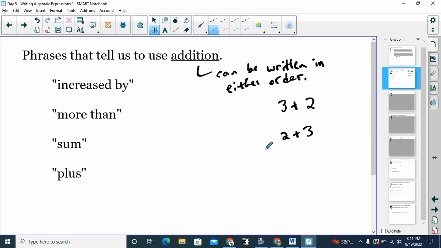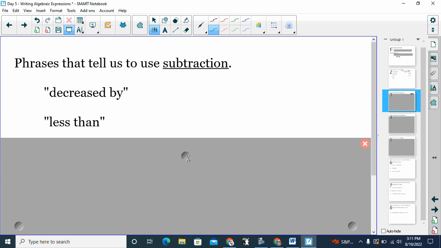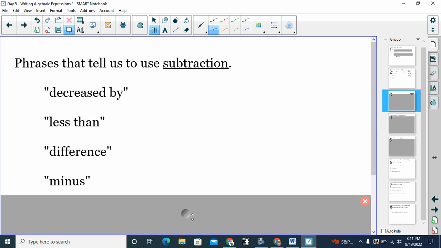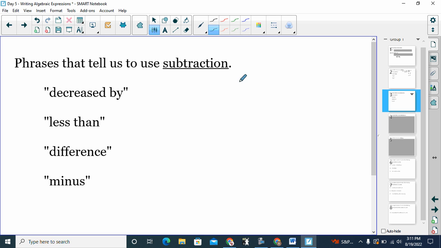That is called the commutative property. So addition is commutative. I can write it in either order. Subtraction, some phrases that are given, decreased by, less than, difference, minus. And then subtraction is not commutative. 7 minus 4 and 4 minus 7 are not the same thing. So we need to make sure that we put them in the proper order. Order does matter here.